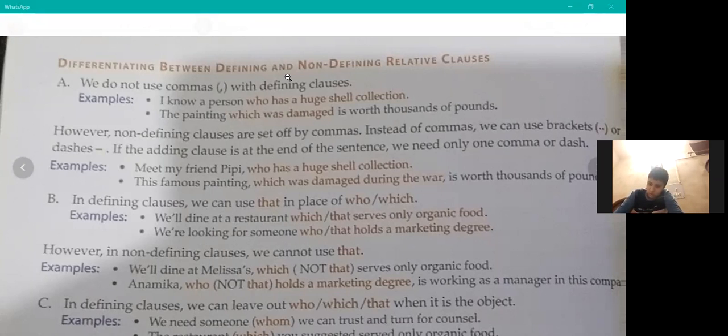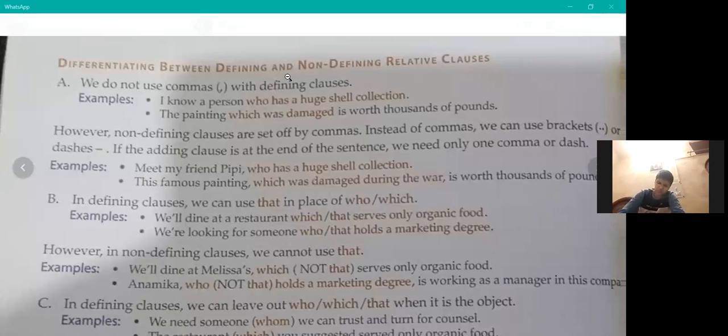However, non-defining clauses are set off by commas. If we talk about a non-defining clause, they have commas. You can see here. Meet my friend PP, who has a huge shell collection. So you can see the comma here. This famous painting, which was damaged during the war, is worth thousands. So you can see that commas are used in non-defining relative clauses.